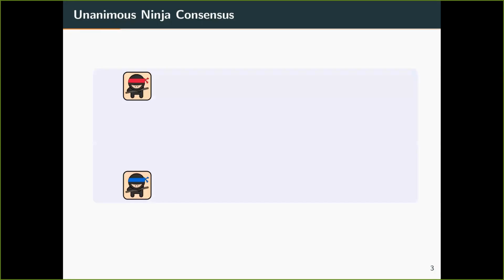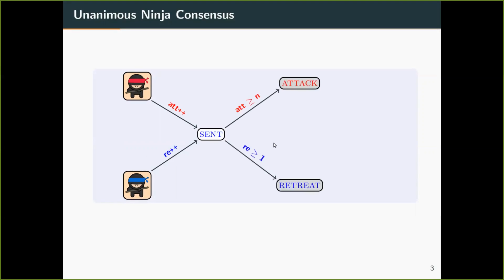Here's one possible formalism. We have two states, one for each decision of the ninja, and we have two shared variables, that is, variables which are shared across all the processes. If a ninja wants to attack, it can increment the variable at and move to the send state. Similarly, if a ninja wants to retreat, it can increment the variable re and move to the send state. From the send state, there are two possibilities. The first possibility: the ninja checks that the shared variable re is bigger than or equal to 1, and if so, the ninja moves to the retreat state.